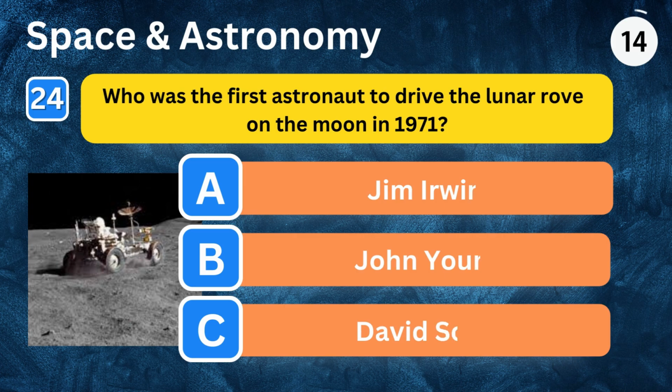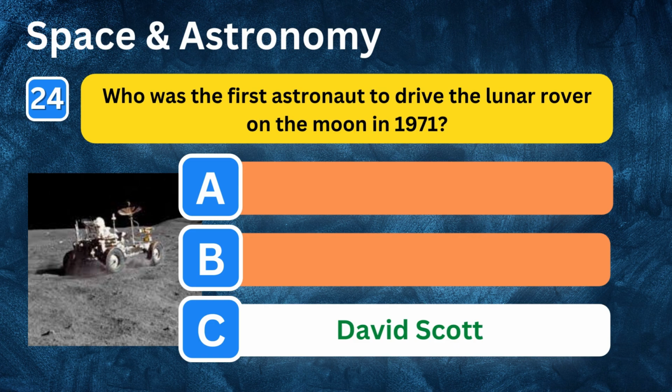Question number 24. Who was the first astronaut to drive the lunar rover on the moon in 1971? Was it Jim Irwin, John Young, or David Scott? And the answer was David Scott.